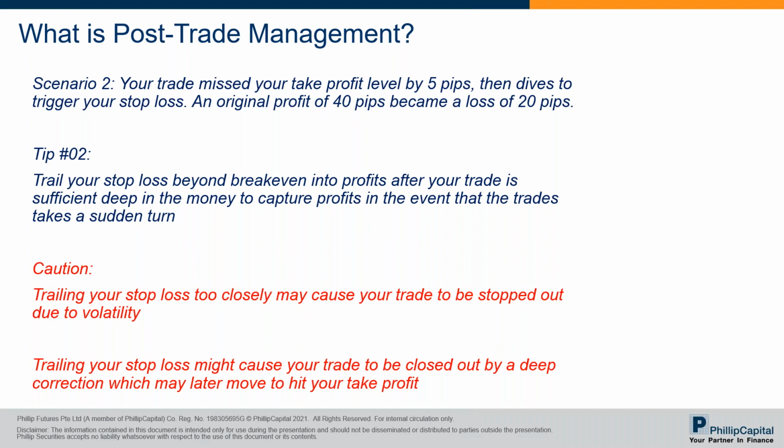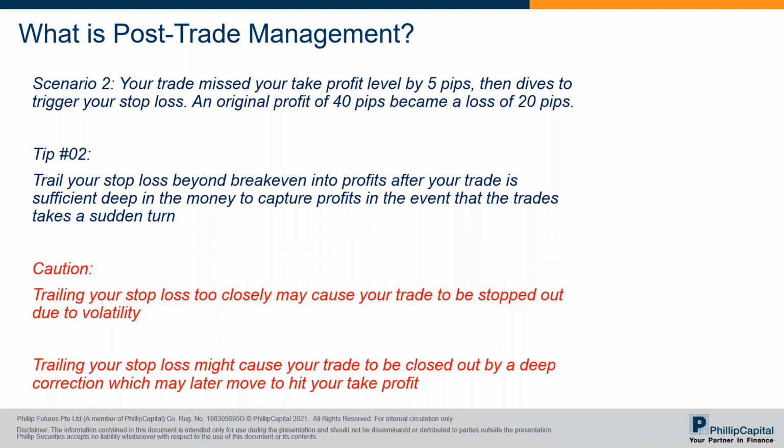So then what can you do in this scenario in order to capture some profits and not take a loss? What you can do is effectively to throw your stop loss past break even into profits once your trade has moved sufficiently deep in the money. So what do I mean by that? In the first scenario, price started moving in your favor and it moved slightly in your favor. You move your stop loss to break even where your entry is. Now, we're talking about a scenario where price is almost at your take profit level. So what you want to do is to move that stop loss even further in, so that if at any point in time price reverses, you would have been able to capture some profits.